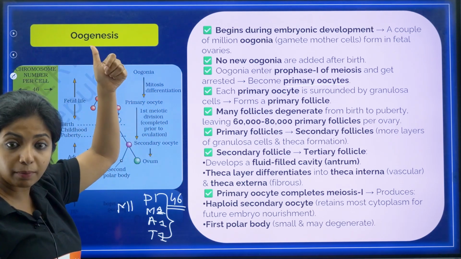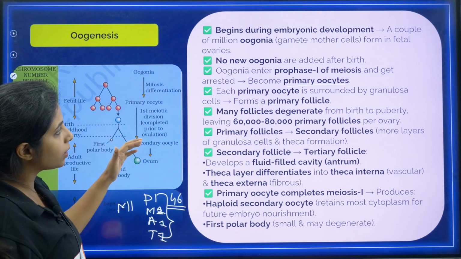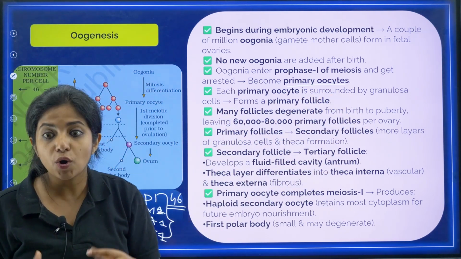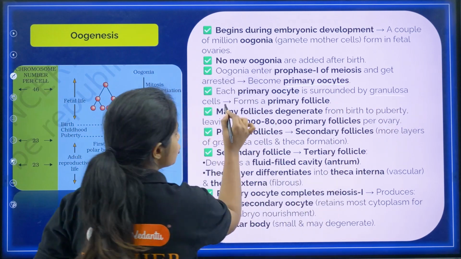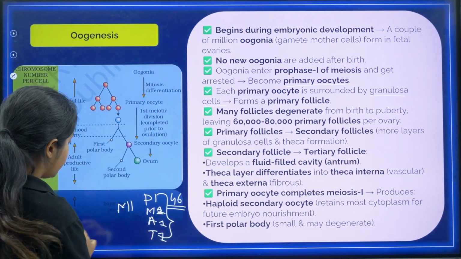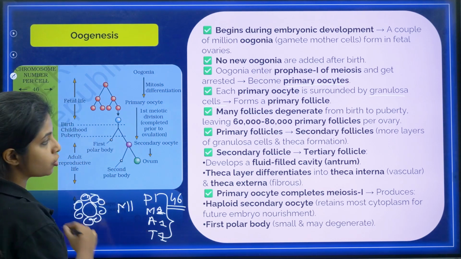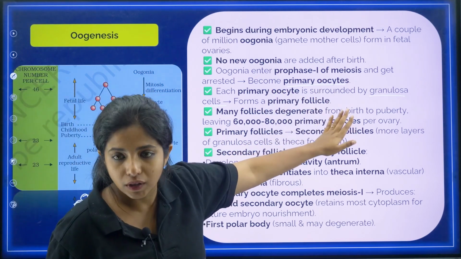Similarly, how you had primary spermatocyte over there. And now what happens is that the primary oocyte is surrounded by certain cellular layers. You call these cells granulosa cells, my dear children, and basically the primary oocyte plus the granulosa cells together, you will call this structure a primary follicle.